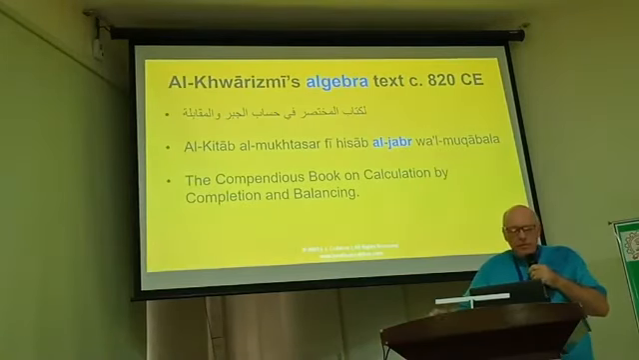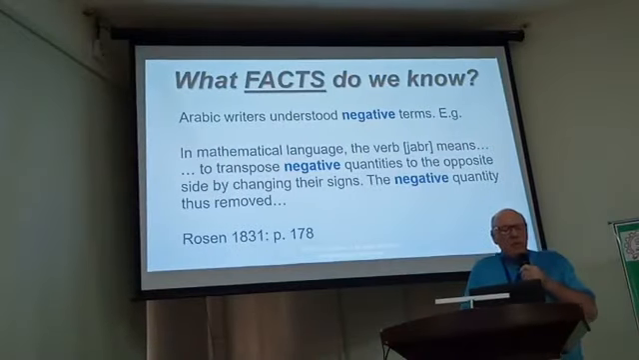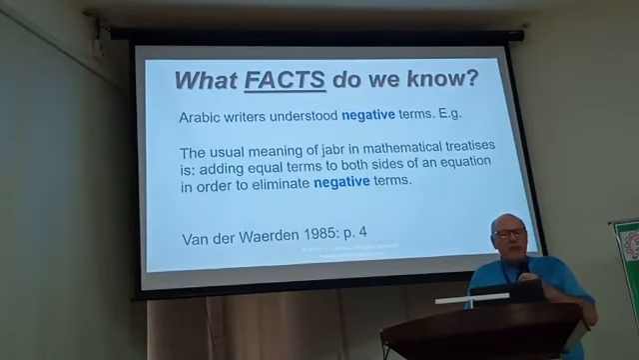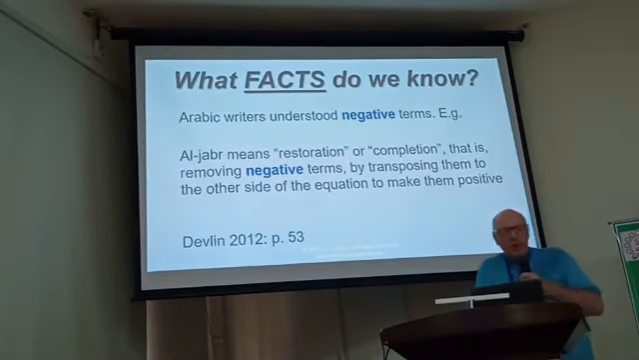So, continuing on, Arabic writers understood negative terms. We often read that one of the ways the Arabic algebra worked is that they removed the negative terms in the equations. So I've just got some quotes up here. I'm not going to read them. They're in the slideshow you can download. But again and again, we have people talking about how the Arab algebraists would remove the negative terms to balance equations, right through to Keith Devlin more recently in 2012.